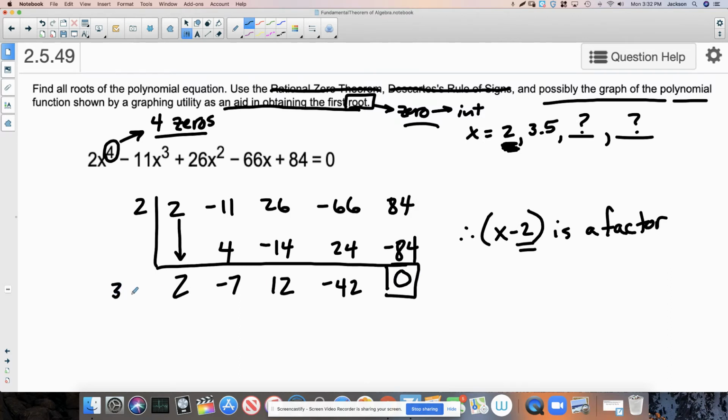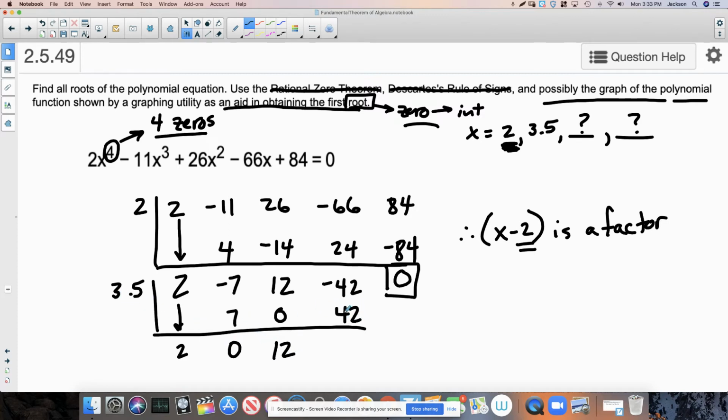Now, we also saw that x-intercept of 3.5. So we drop this number 2 down. 3.5 times 2 is 7. We add, we get 0. We multiply, we get 0. We add, we get 12. We multiply.